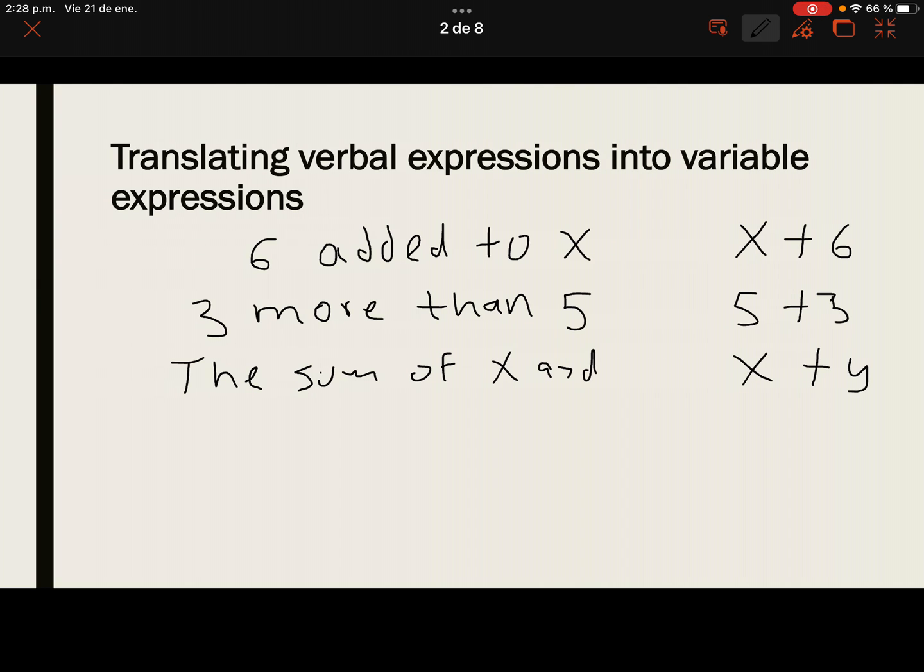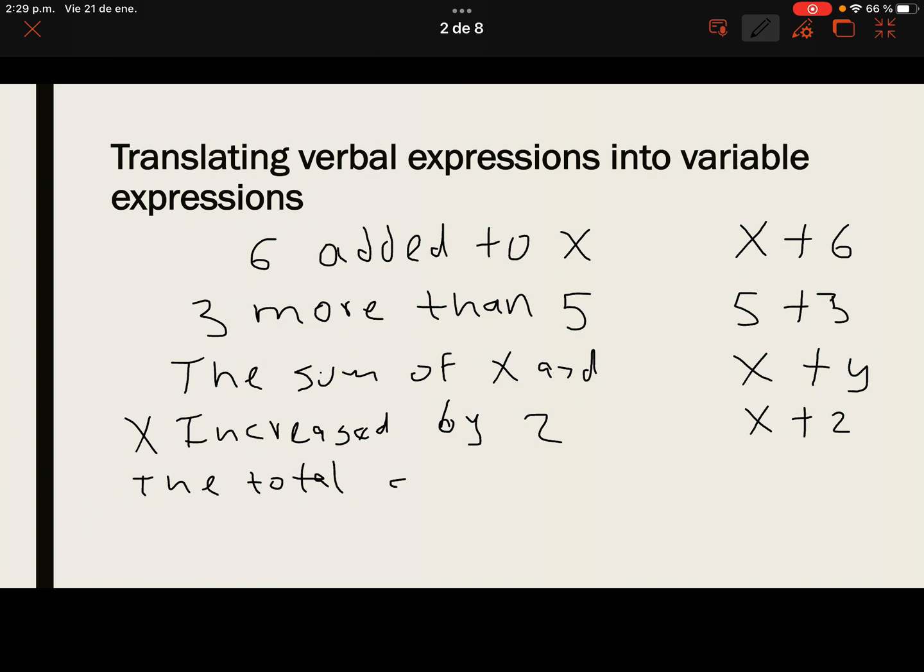The next one is "increased by." For example, x increased by 2 means we have x at the beginning, and then we are increasing by 2 more objects. The next one is "the total of." The total of x and w means x plus w.